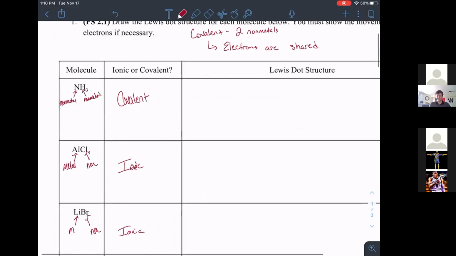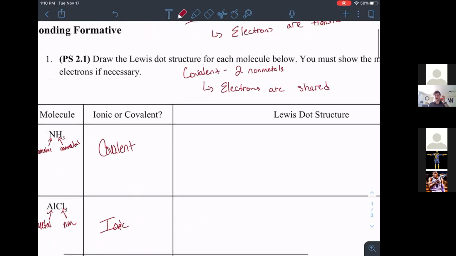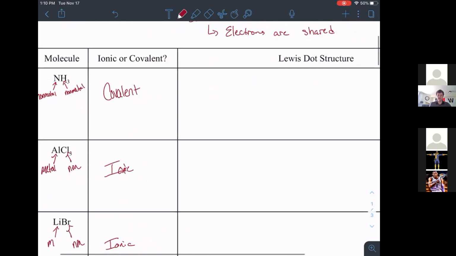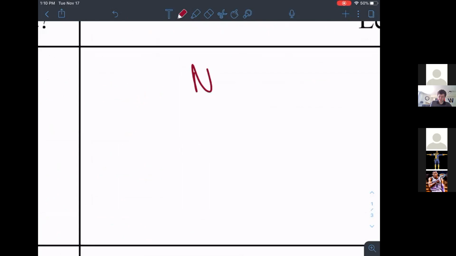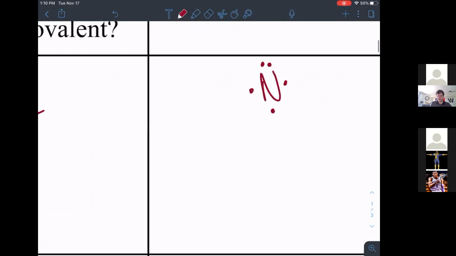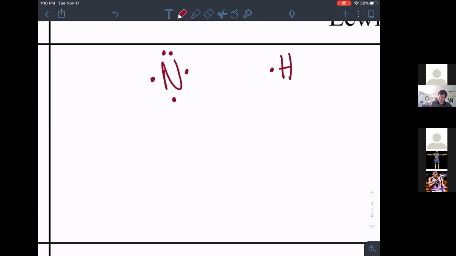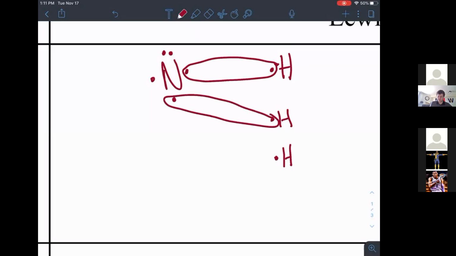All right, so then we're going to have to draw those Lewis dot structures. So we have to worry about the sharing and transferring of electrons. Let's first draw the Lewis dot structures. We have nitrogen, which has 5 valence electrons, and we have 3 hydrogens on this one, and each one has 1 valence electron. Now remind me, for a covalent compound, what happens to our electrons? They're shared. So we have to show that those are being shared by circling the 2 electrons together, circling 2 electrons being shared together, and circling 2 electrons that are going to be shared together.